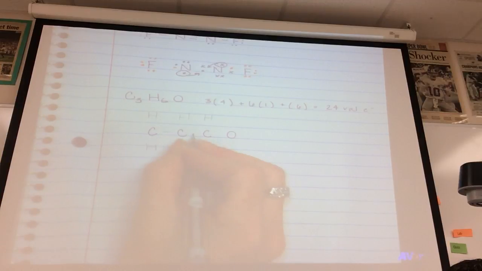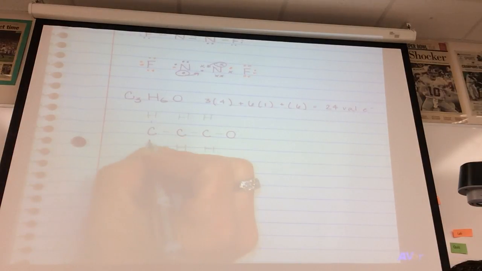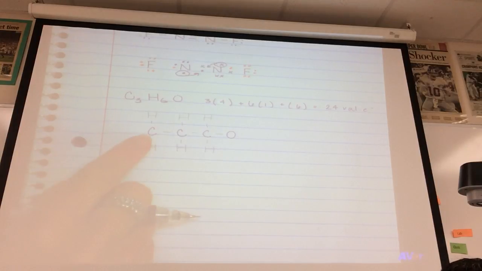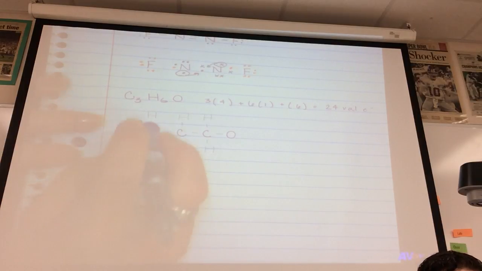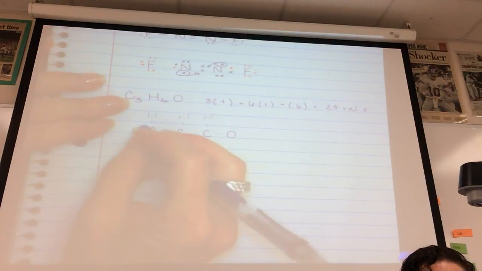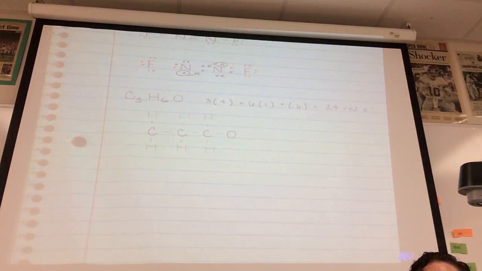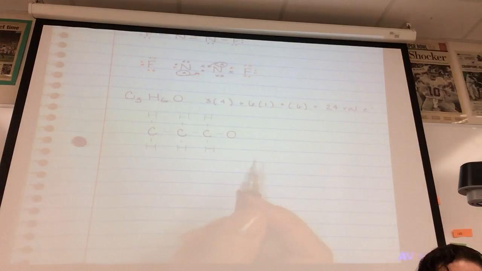You want to do single, single, single here? Okay. And then single bonds on top to connect the hydrogens to the carbons. And then the carbon on the far left has one lone electron. And now I'm a little bit lost. And there is a lone there. All right, let's take a look at what we have here and how we can problem solve.